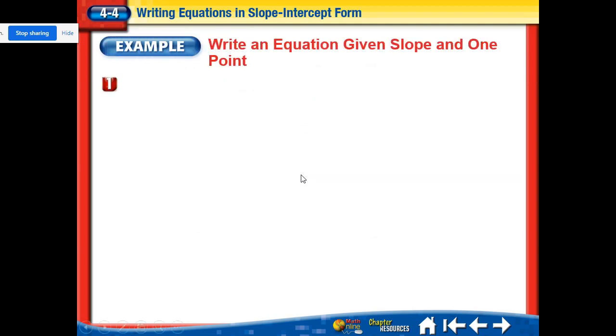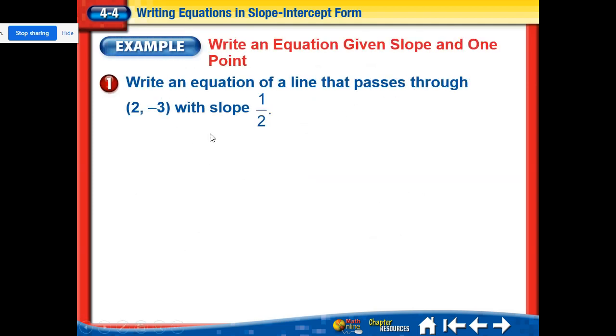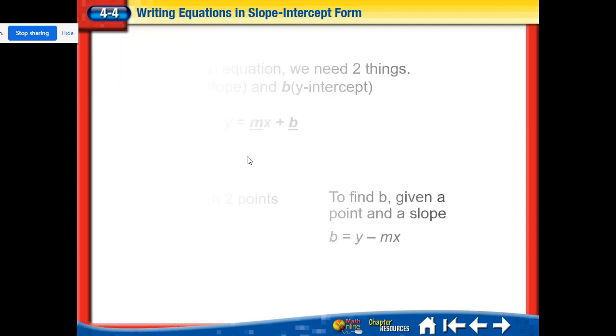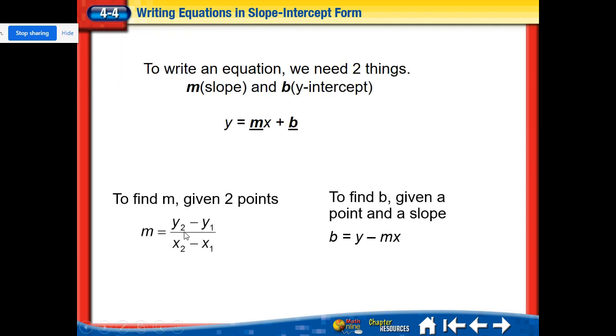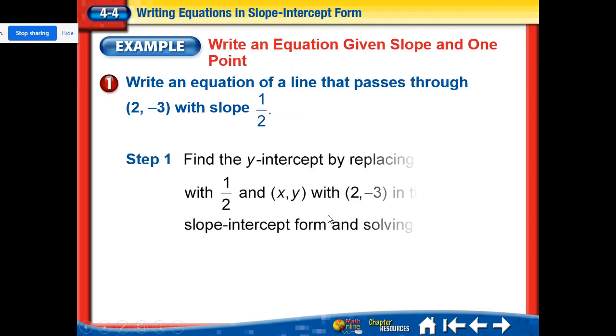All right, let's try out an example. Write an equation of a line that passes through (2, -3) with a slope of 1/2. Now again, we need two things. We need the slope and we need the y-intercept. They give us a slope, so we already have this first part. So we only need to do the second part, and I'll show you how to do that in just a minute.